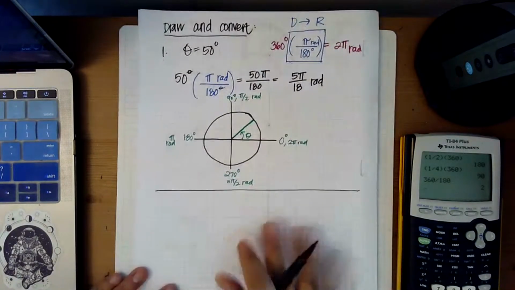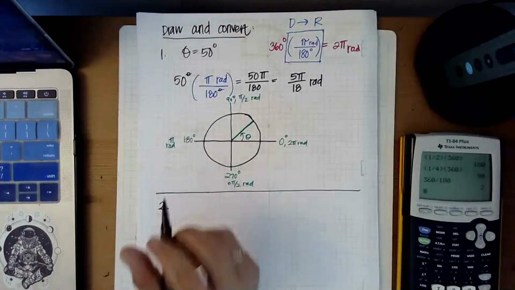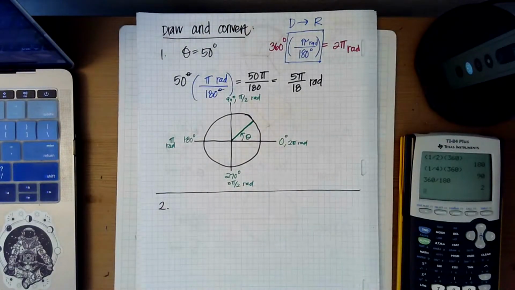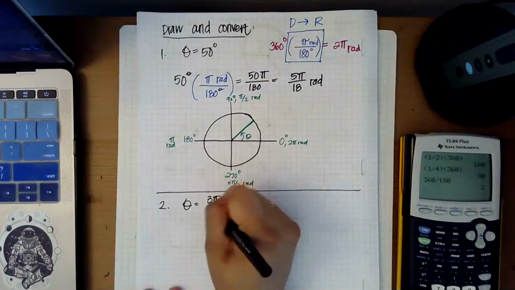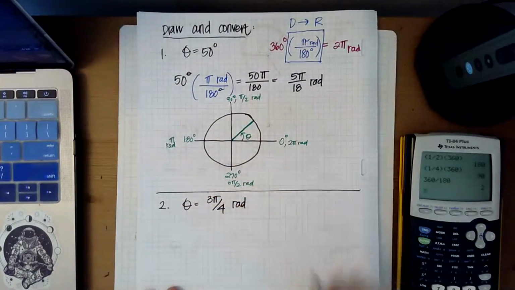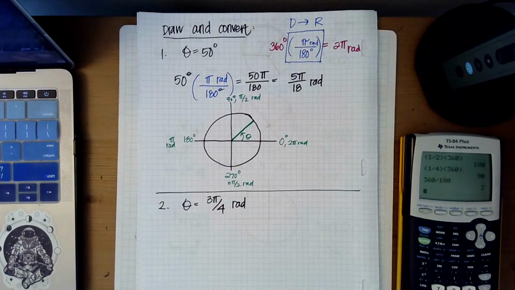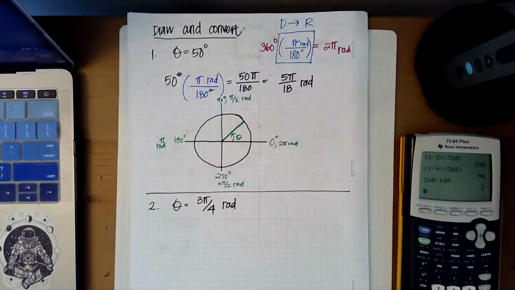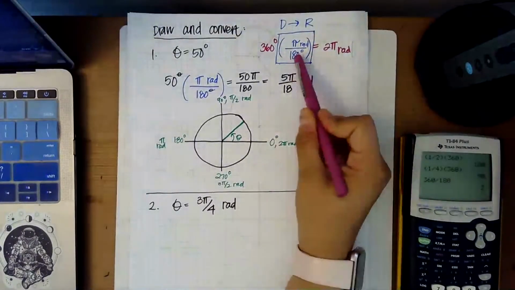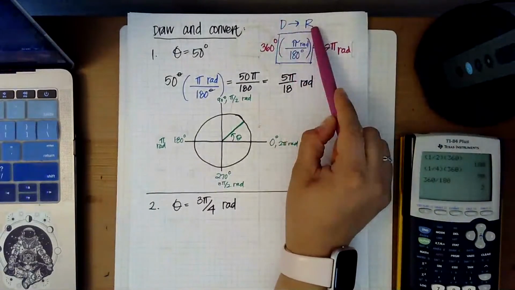Let's do another one. Let's convert theta is equal to 3 pi over 4 radian. Okay. So again, I have to find a way. I need to find a conversion factor. This is the conversion factor to go from degrees to radians.